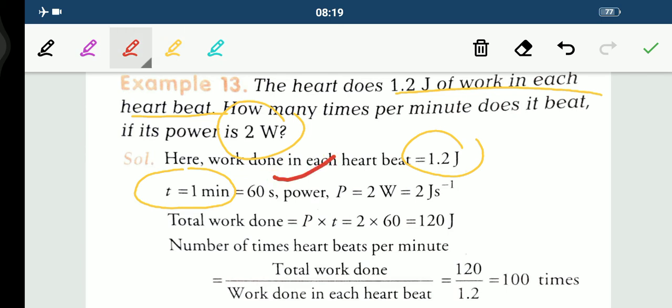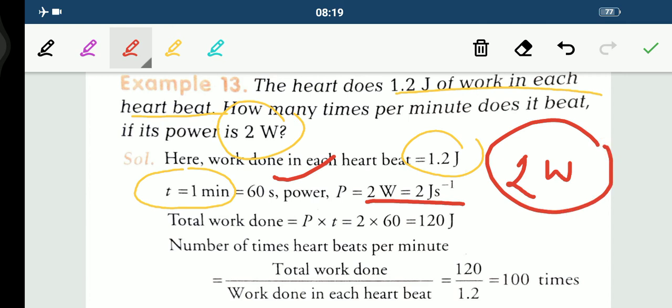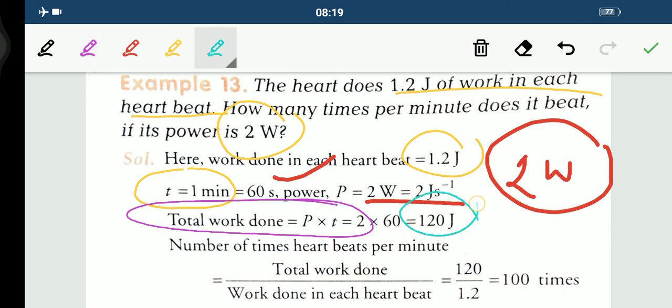Power is given to us, that is 2 joule per second, because it is given 2 watt. And we have studied, na bache, how to convert watt into joule per second. So 1 watt is equal to 1 joule per second. So 2 watt is equal to 2 joule per second. Fine. Now simply apply the formula, that is work done is equal to power into time. Power is given to us, time is also given to us, and your answer comes out to be 120 joule.